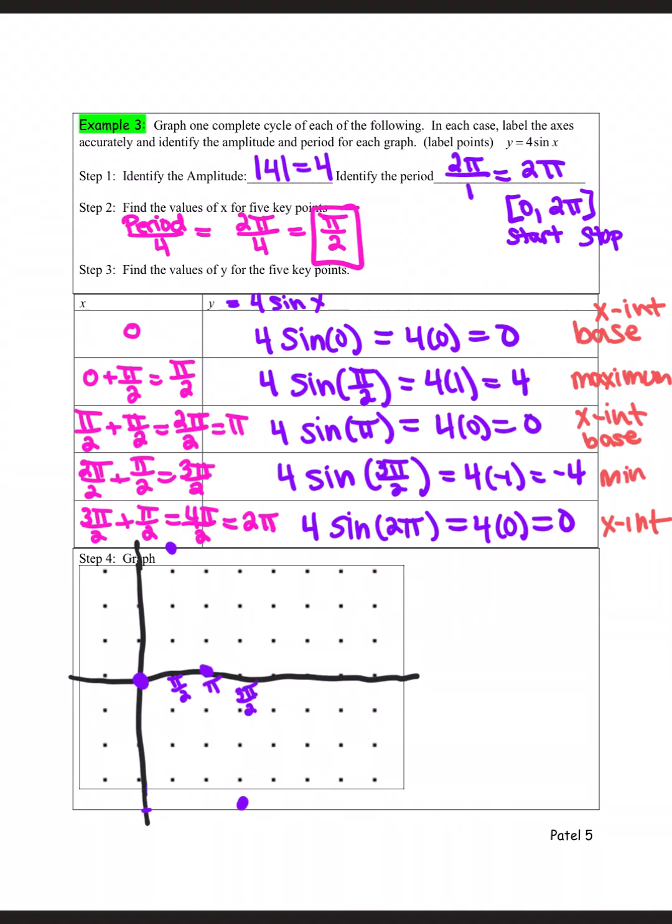And my last point is at 2 pi, 0. So when I connect this, here is 0, 0, to pi over 2, 0, to pi, 0, to 3 pi over 2, -4, and then 2 pi, 0. So notice that all it did to the basic sine function graph is change the amplitude, the max and min. Now the max is 4 and the min is -4.